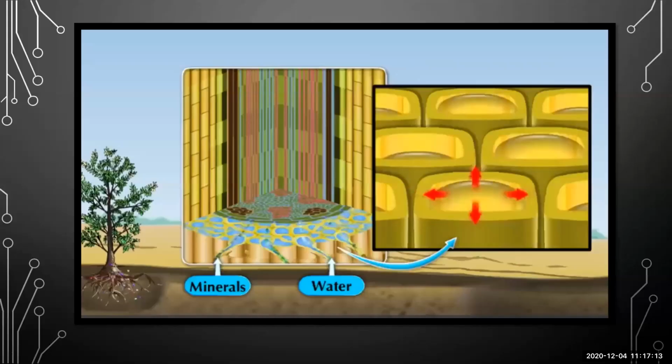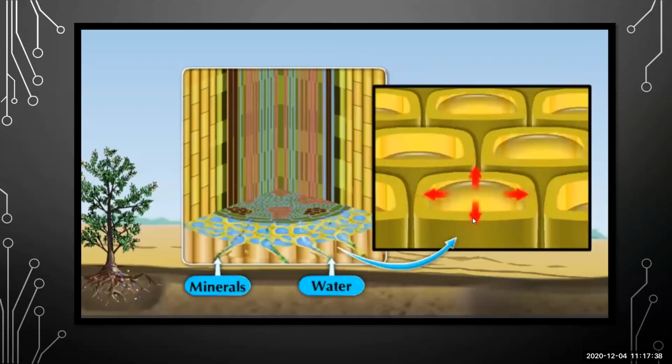The root cells come in contact with water and minerals in the soil, and the water and minerals enter the root surface due to the difference in concentration. As a result, the cells become turgid. You can see here the cell becomes turgid because of absorption of the water.